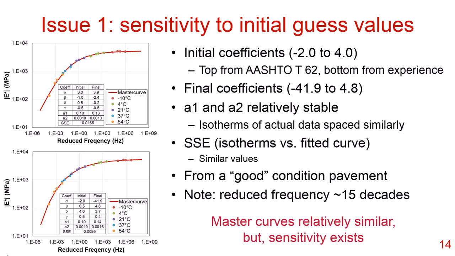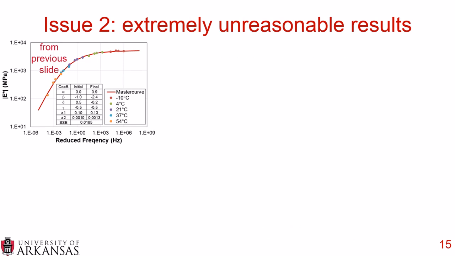So the master curves are relatively similar, but you can see sensitivity does exist. And that sensitivity is shown by the pretty wide range of final coefficient values. So this is issue number 1. Issue number 2 is what we call extremely unreasonable results. So this top image here is from the previous slide, so it's the exact same data. And we called these reasonable results, and that was about 15 decades of data.